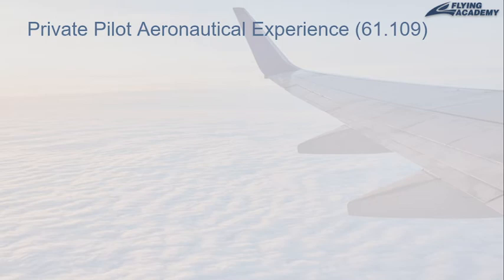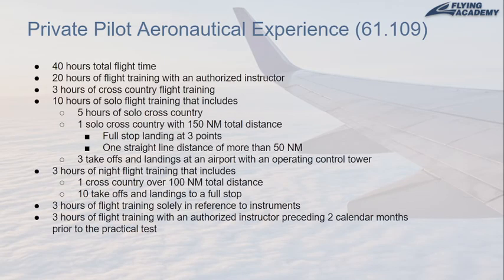So the aeronautical experience, 61.109, for a Part 61 student: the applicant needs at least 40 hours of total flight time, minimum. They need at least 20 hours of flight training with an authorized instructor, 3 hours of solo cross-country flight training, 10 hours of solo flight training that includes 5 hours of solo cross-country. They need to have one solo cross-country with a total distance of 150 nautical miles, full stop landing at 3 points, and one straight line distance of more than 50 nautical miles.